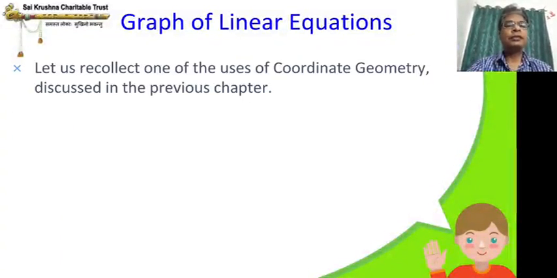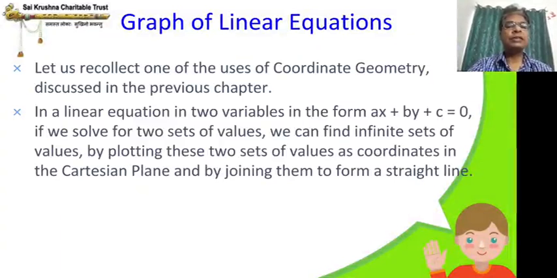So let us recollect one of the uses. This is what we discussed in the previous part, in the previous chapter, coordinate geometry, where I had written that ax plus by plus c equal to 0. If we solve for two sets of values, plot these two sets in a Cartesian plane or a graph paper, and join them, then we will get a straight line.